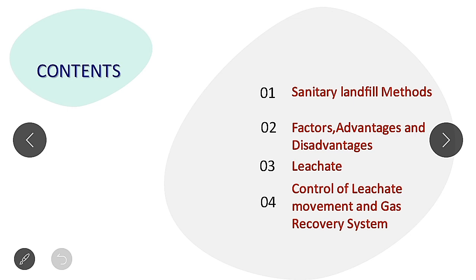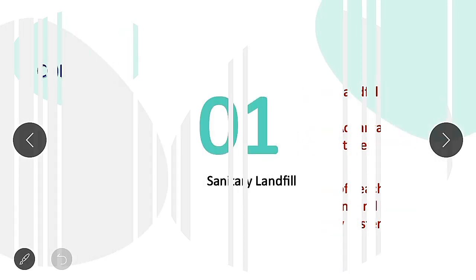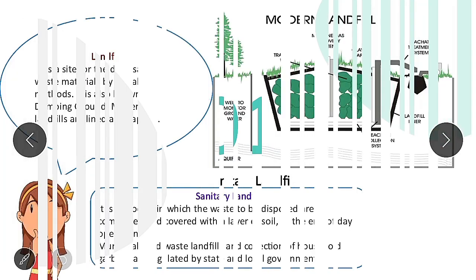Let's start with the contents of the chapter: sanitary landfill methods, factors, advantages and disadvantages, leachate, control of the leachate movement, and gas recovery system. Okay. First, the sanitary landfill.